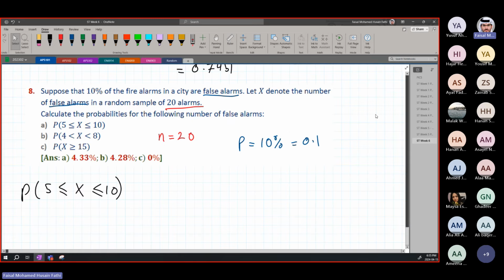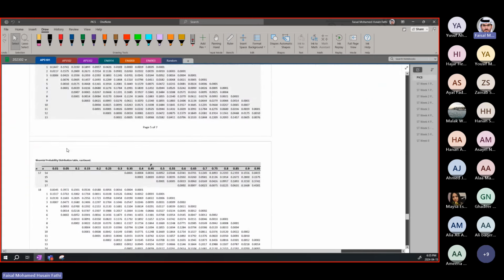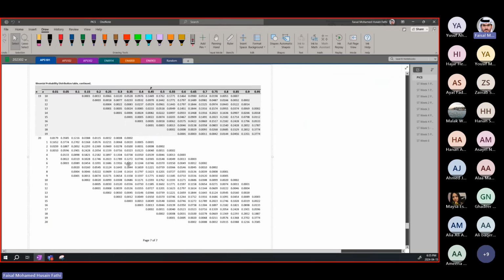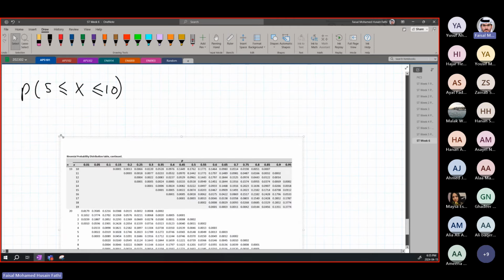Okay, because, sorry, n equal to 20. Our n is equal to 20, so we have to go to the one with n equal to 20, which is, inshallah, available. Yes, it's over here. All right. So n is equal to 20. Let's bring in the table.